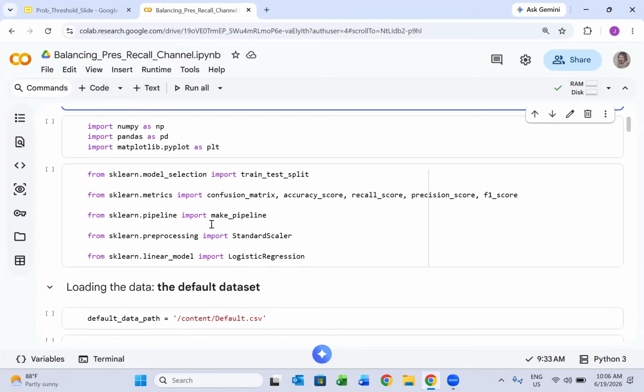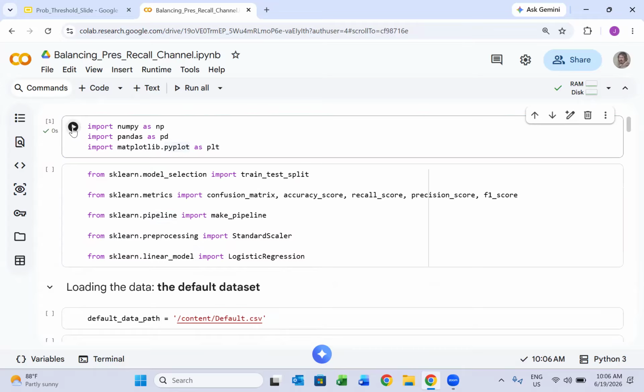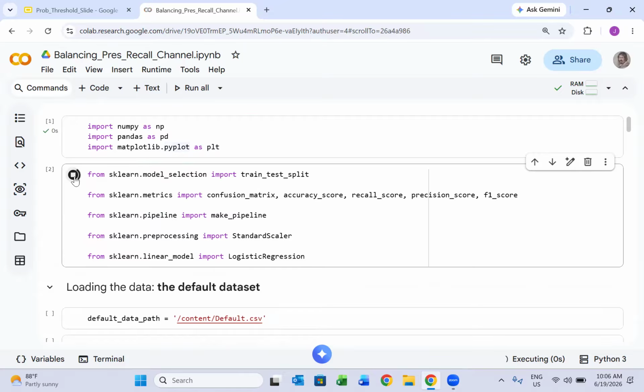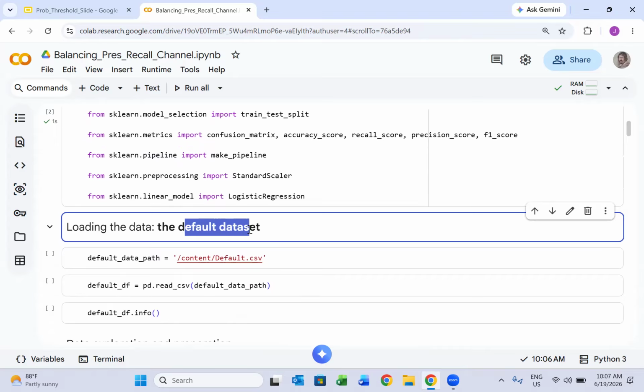Okay, first, I'm going to start by importing the functions and libraries that I'm going to use in this video, and that's what these two code cells do. Just do that, import everything. Good. Now let's go ahead and load the data set. The data set is the default data set.